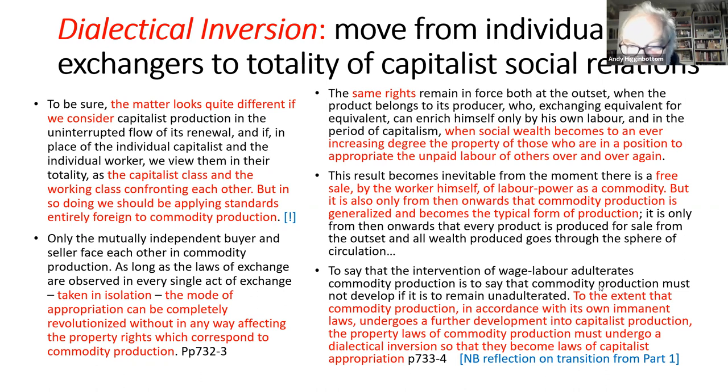To the extent that commodity production, in accordance with its own immanent laws, undergoes a further development into capitalist production, the property laws of commodity production must undergo a dialectical inversion so that they become laws of capitalist appropriation. This is really about the laws of surplus value.